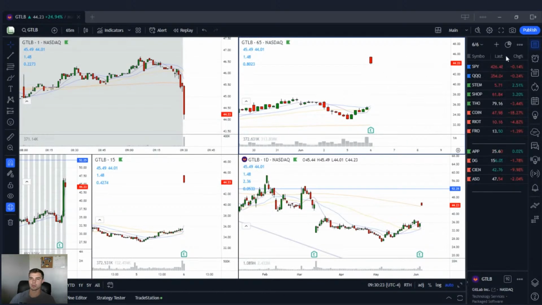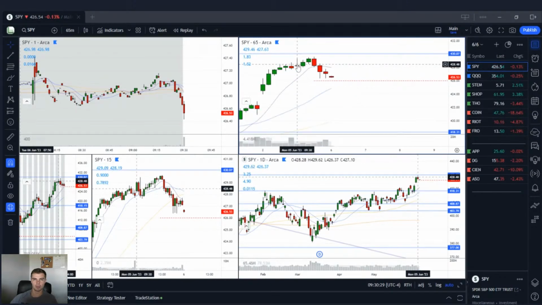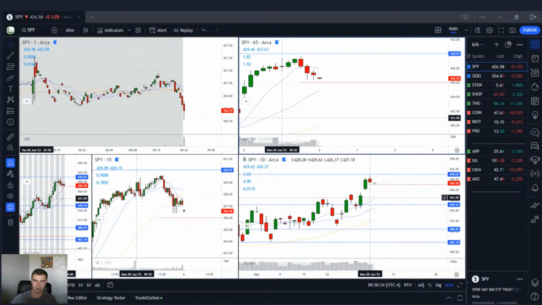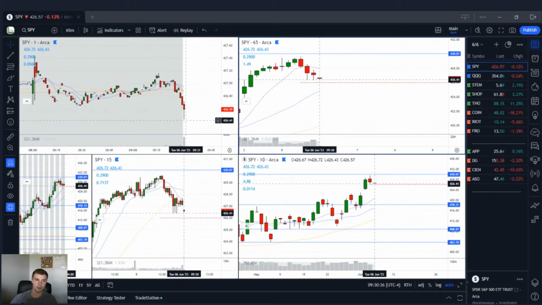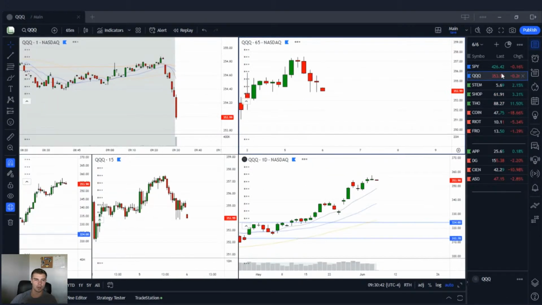SPY and Q's looking a little bit weak at the moment. Selling off to start the day. So I really want to see how we do with the low from yesterday. It was at 426.37. So I mean, we got down there real quick, already testing it. So we'll see if we're able to hold that support or if we end up going lower here.